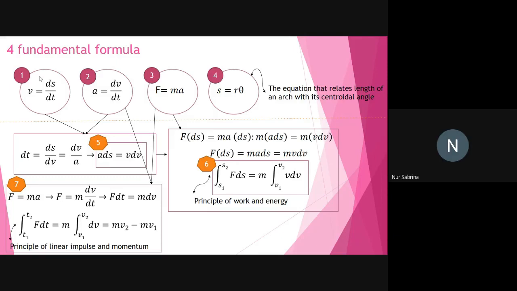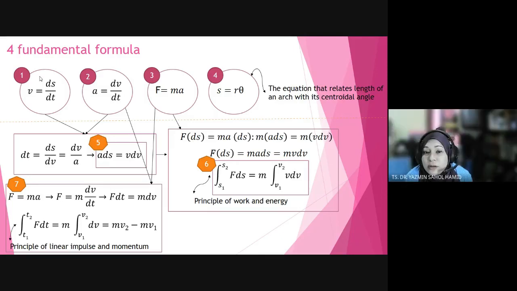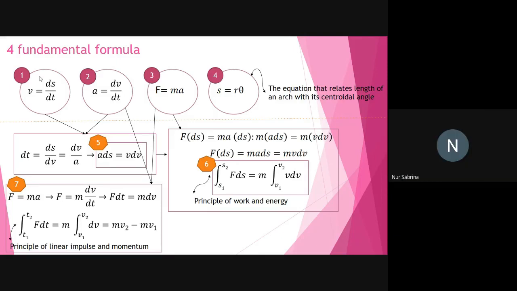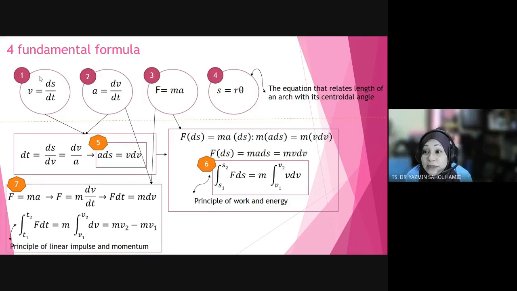What is the first formula you see? Is it velocity equals to distance over time? Okay, ds over dt. Okay, all right. Now, the first formula is v equals ds over dt.